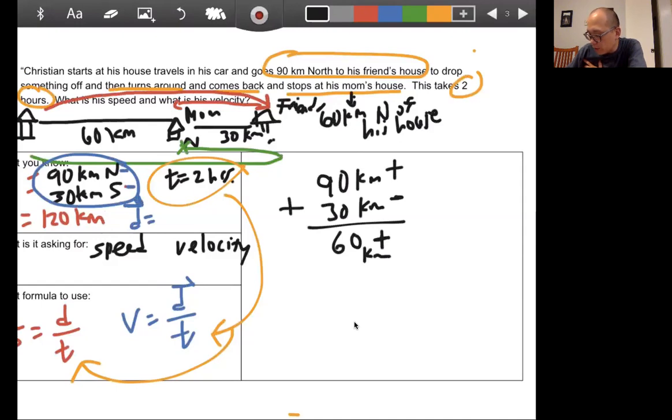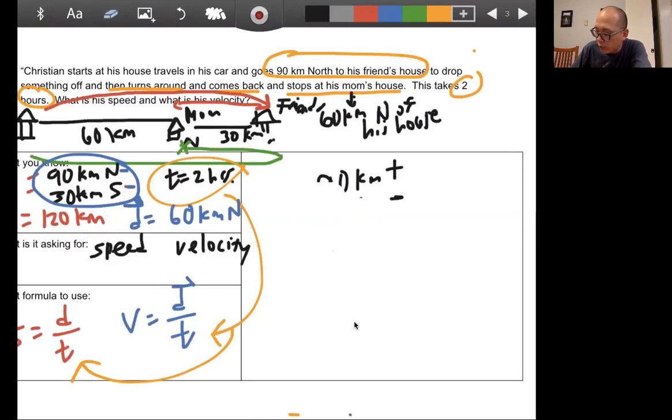So then the answer for what is his displacement? Well, he's 60 kilometers, and we said in this example, plus was north. He's 60 kilometers north of where he started. So that's going to be the displacement, 60 kilometers north. If any of this is confusing, it's okay. Pause, rewind it and watch this part again. How did I end up with 120 kilometers for the distance and 60 kilometers north for the displacement?